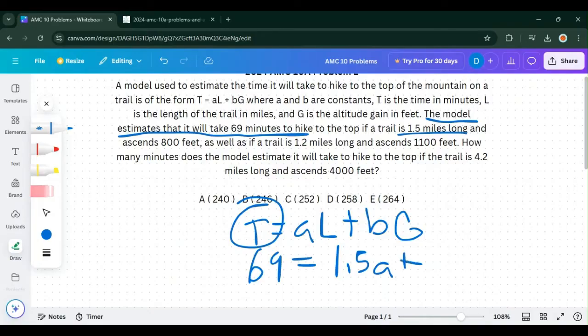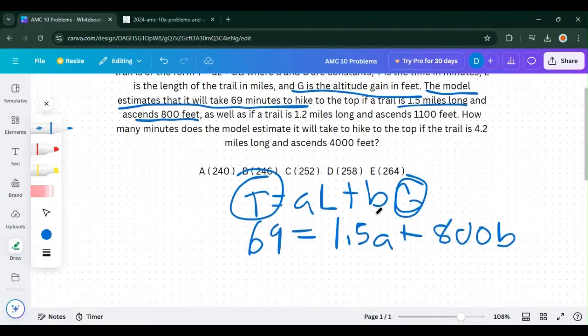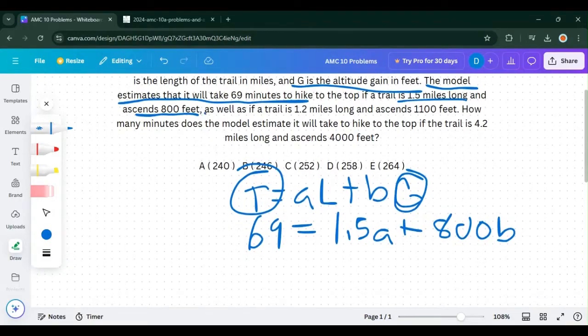Okay, and then it also says it ascends 800 feet. Right here, we know that G is the altitude gain in feet. So we substitute 800 into our equation for G, and then we have 800b. And we can do the same for the next sentence, translating it into another equation.